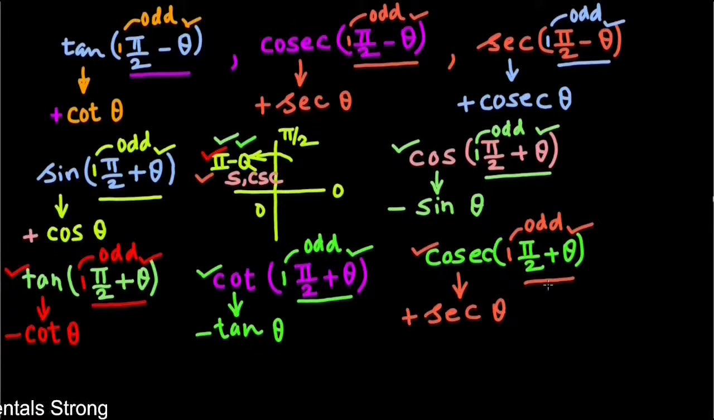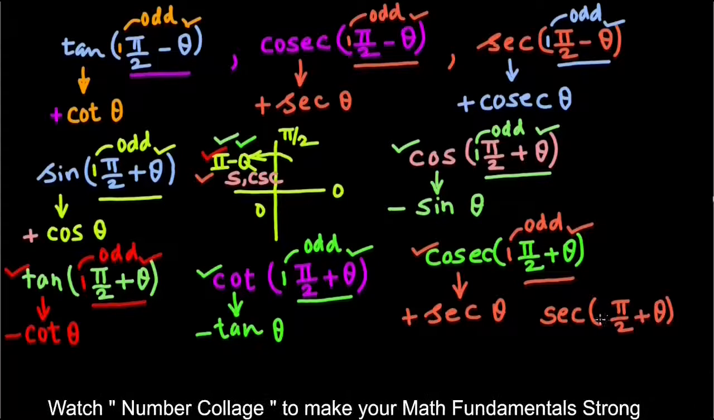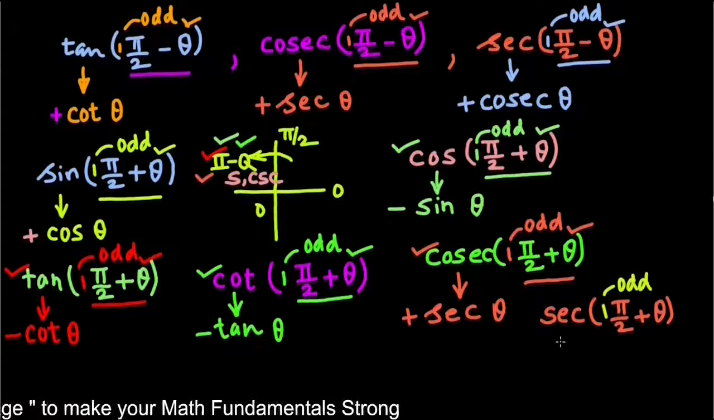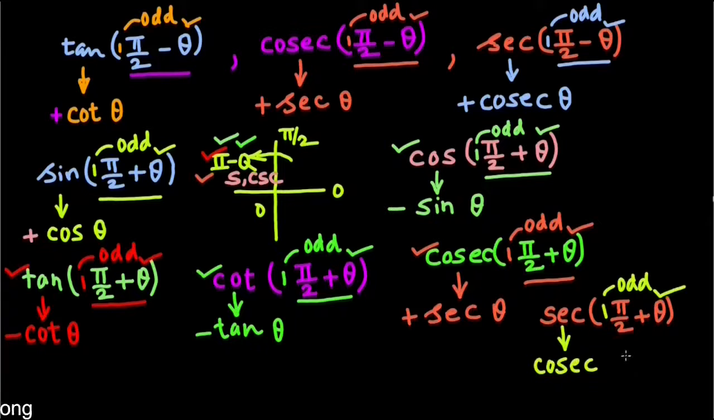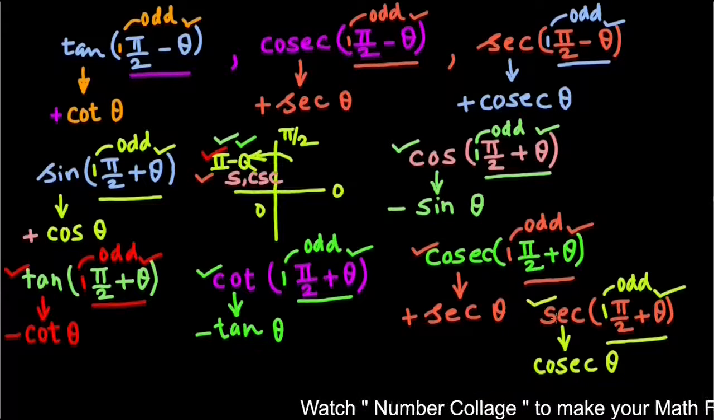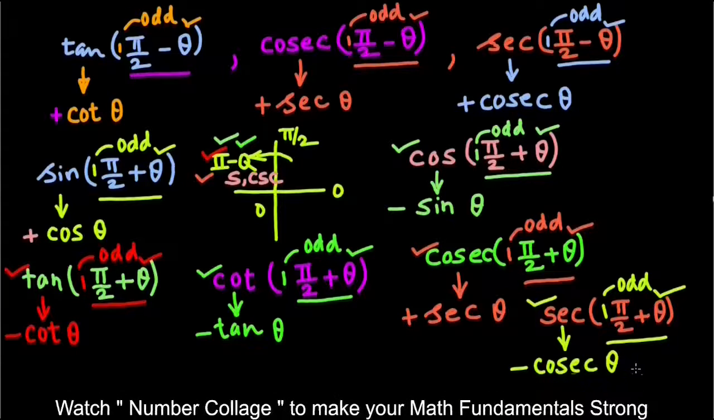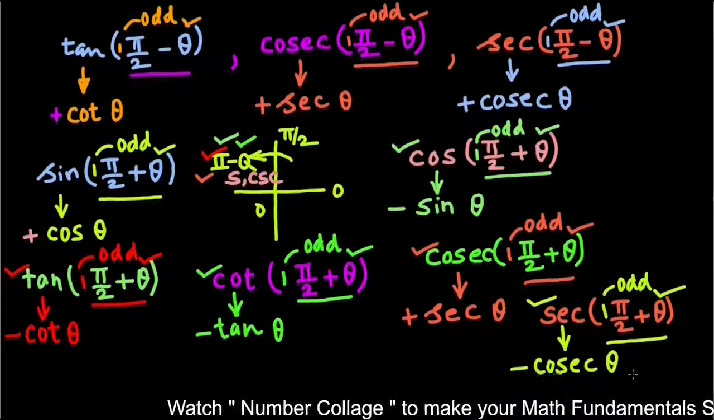And finally sec of pi by 2 plus theta. Here also the coefficient of pi by 2 is 1, which is an odd integer. Therefore this sec will change to cosec of theta, and since pi by 2 plus theta lies in the second quadrant where sec is negative, this will be minus cosec theta. So this is how we can find trigonometric ratios of allied angles by the shortcut method.